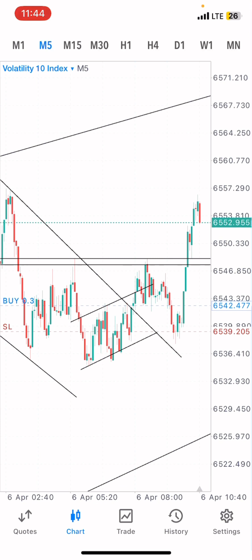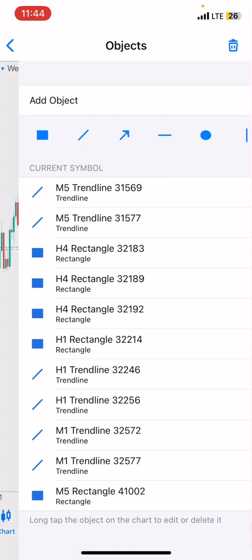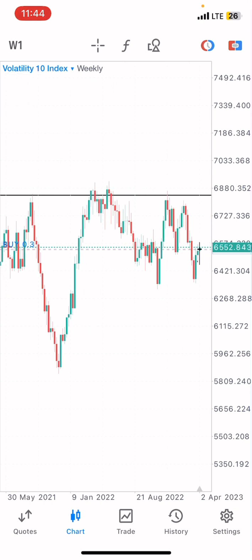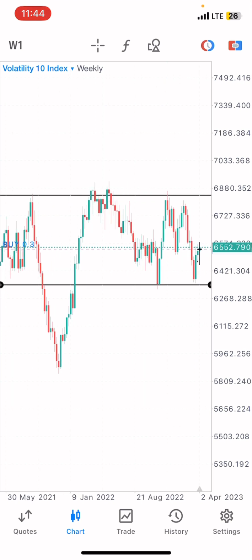On the weekly time frame, you can see price created these equal highs at this point. Then we had price create this support level. This is a resistance level, basically a resistance level and a support level. The market created these two levels. These are actually the main and key levels in the market at this point.